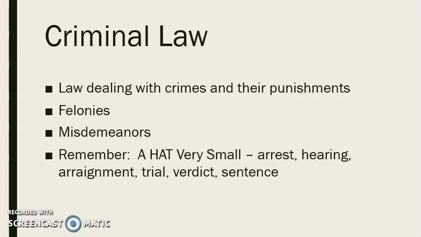The next kind of law is criminal law, and we just talked about this. It's laws dealing with crimes and their punishments. In order for somebody to be prosecuted under criminal law, they've had to break a government law. They committed a crime. This can be felonies, very serious offenses, or misdemeanors, less serious offenses. Good examples of felonies would be murder, kidnapping. You're talking serious prison time for a felony.